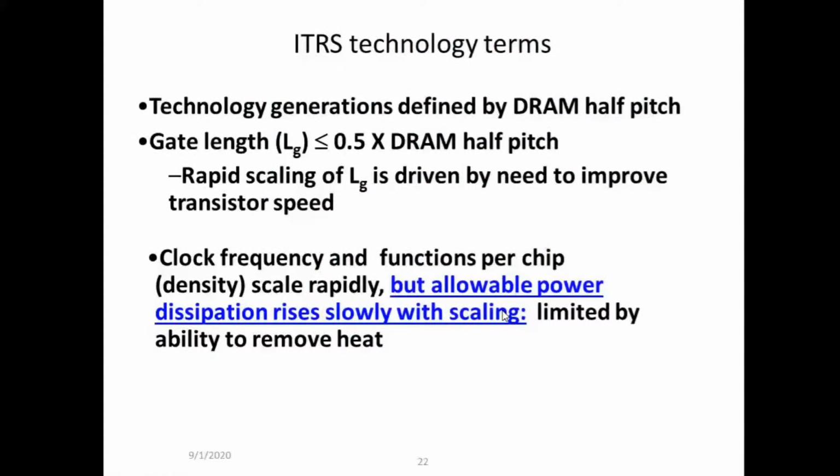The gate lengths are typically less than or equal to 0.5 times the DRAM half pitch. This has been made possible because of the advancement in the fabrication technology. The rapid scaling of the gate length is driven by a need to improve the transistor speed. The clock frequency and functions per chip scale rapidly, but the allowable power dissipation rises slowly with scaling. This is limited by the ability to remove the heat from the IC.